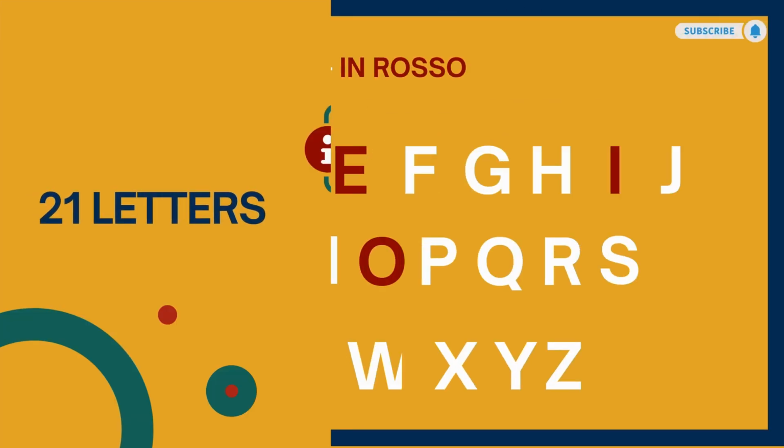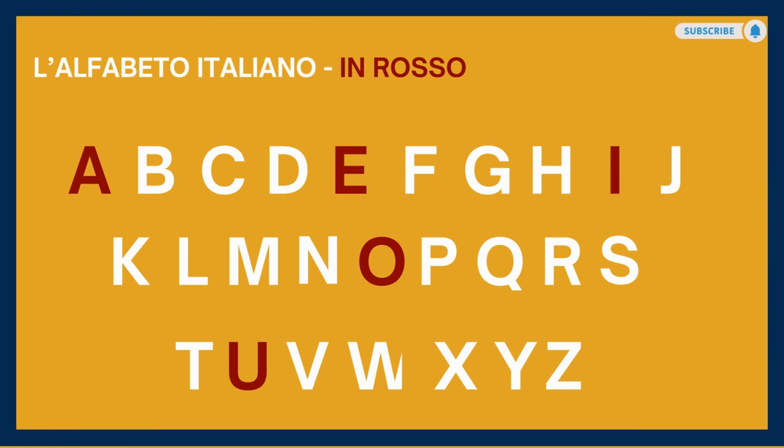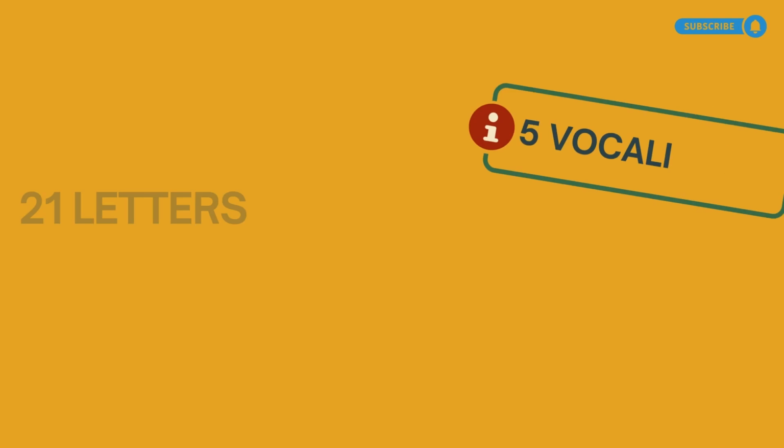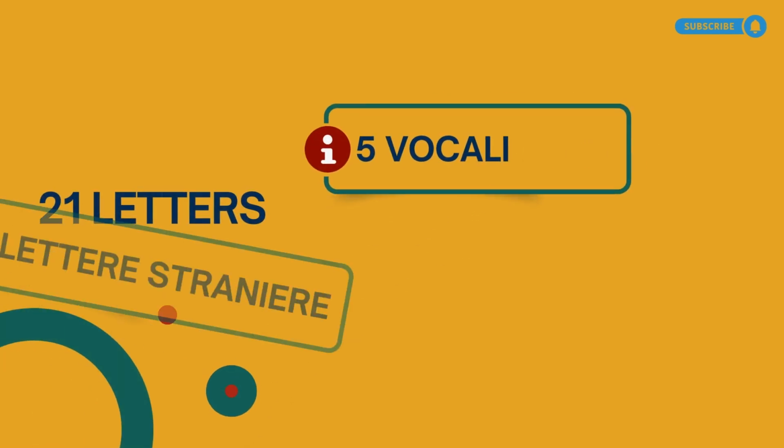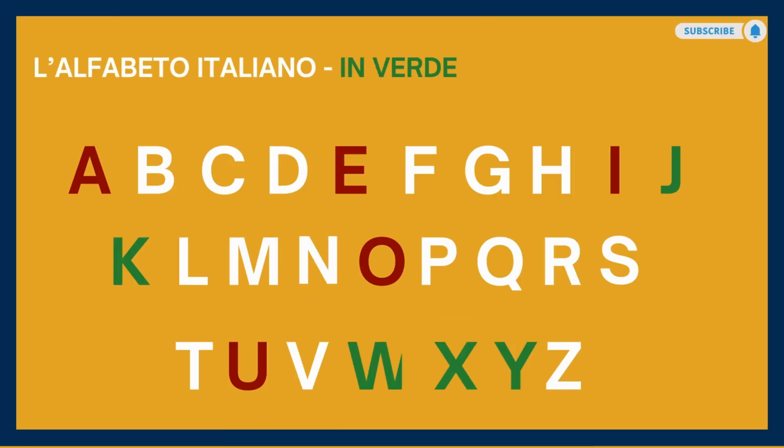So yes, the Italian language has 21 letters. 5 of them are vowels, as you can see here in red. A, E, I, O, U. In addition to these, there are also 5 foreign letters, shown here in green. I lunga, K, W, X, e Y.